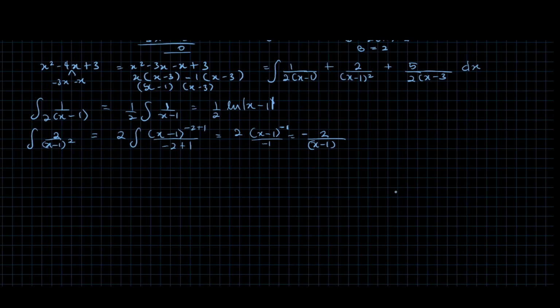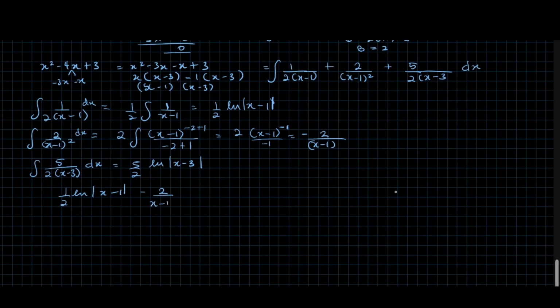And lastly, for the last one, 5 over 2 over x minus 3 dx. Sorry, you integrate with respect to dx. You can bring out 5 over 2, leaving you with 1 over x minus 3, which we can simply give as ln of absolute x minus 3. You simply add them up and you get half ln of absolute x minus 1 plus minus 2 over x minus 1 plus 5 over 2 ln of absolute x minus 3 plus constant. So this is actually your final answer.